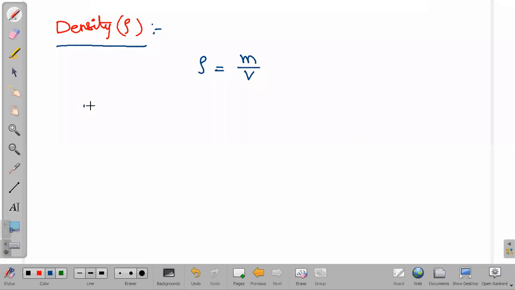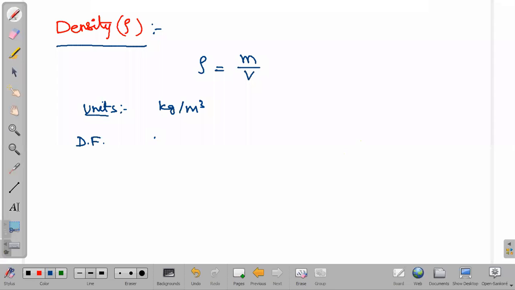Now what about the units of this? SI units only I am mentioning here. Mass unit is kg and volume unit is meter cube, so kg per meter cube we will write, and the CGS unit is gram per centimeter cube. When it comes to the dimensional formula of this, what will we write?